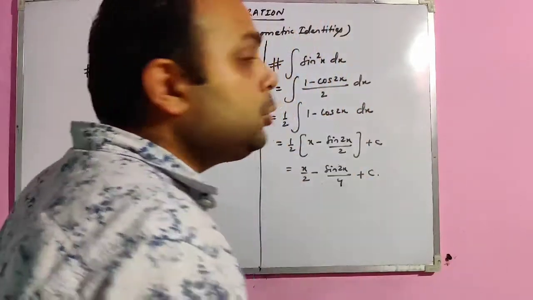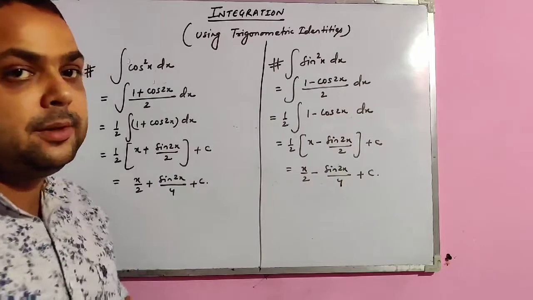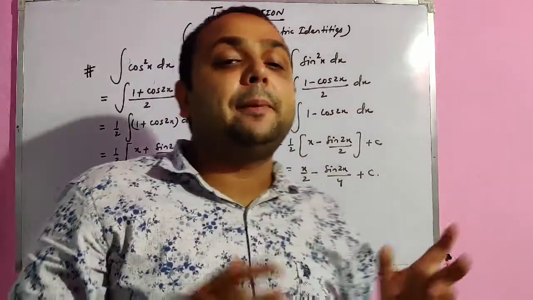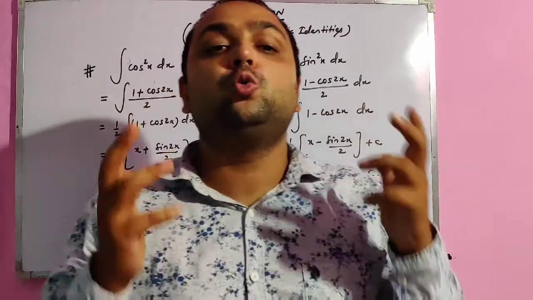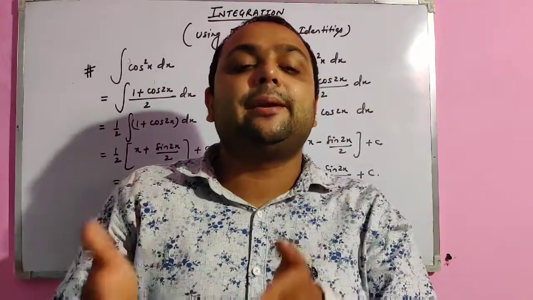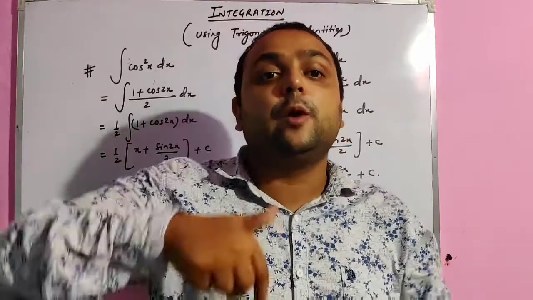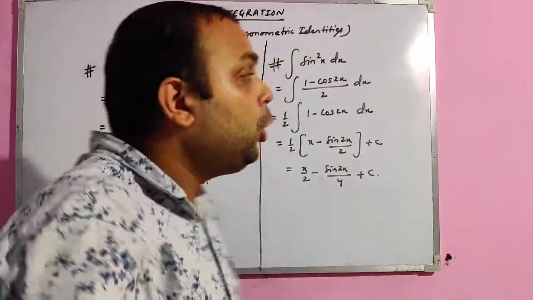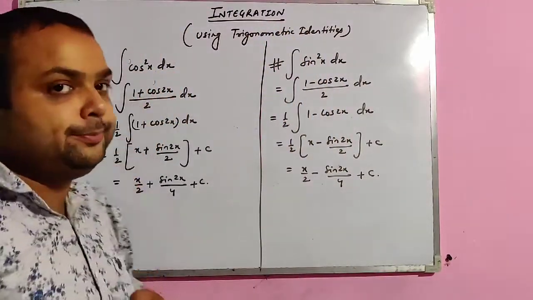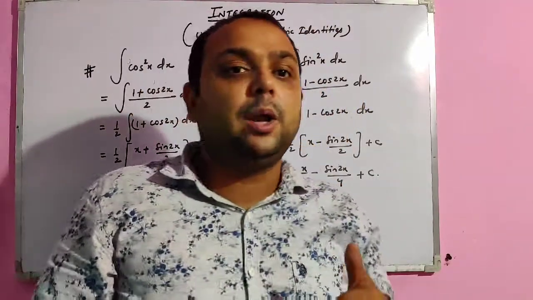Now I have written two questions. This is cos square x and this is sin square x. I have to do the integration of both. For these two I have applied the concept of cos 2 theta. The cos 2 theta formula is 2 cos square theta minus 1 or 1 minus 2 sin square theta. So cos square x can be written as (1 plus cos 2x) by 2. If you remember the formula of cos 2 theta, you can easily derive this formula.